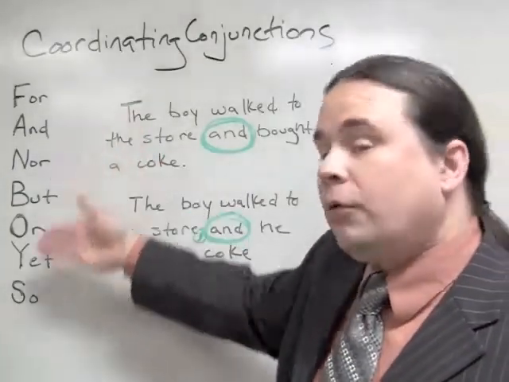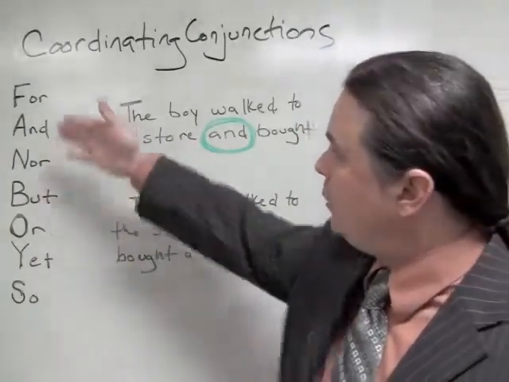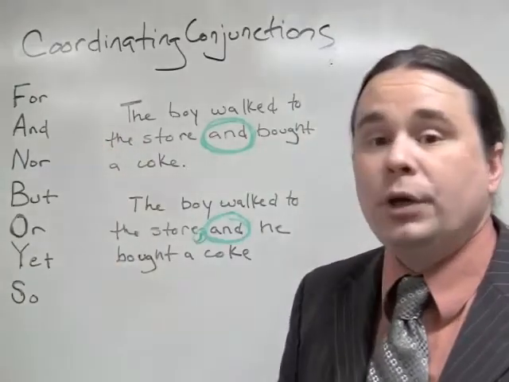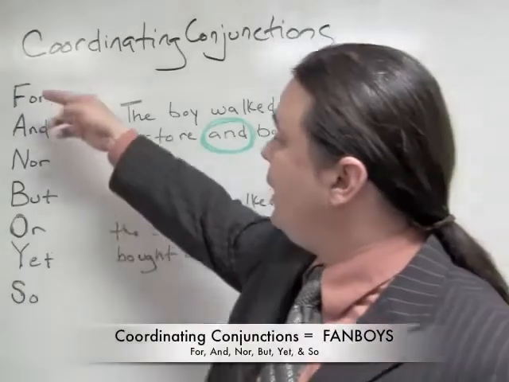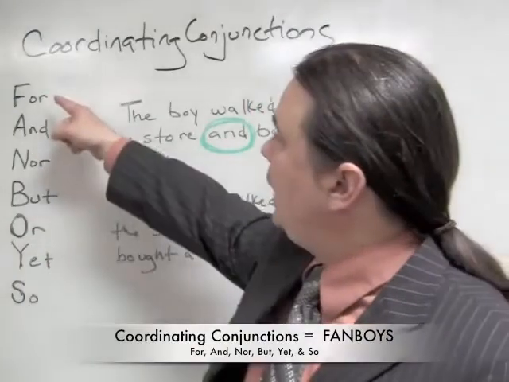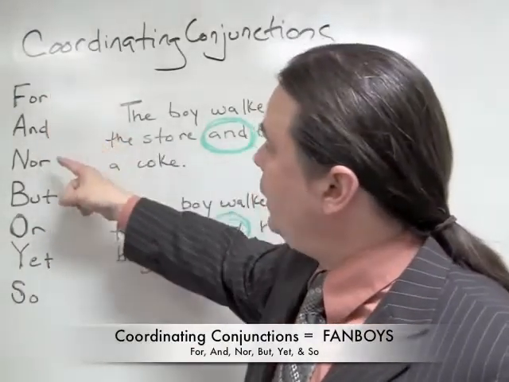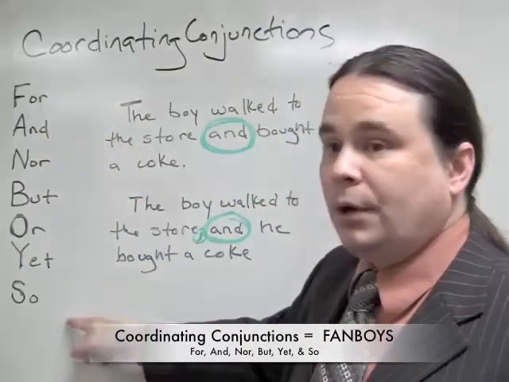Now, those other coordinating conjunctions that we talked about are listed over here. An acronym you can remember, so that you can have all of these in your memory when you're proofreading your paper, is FANBOYS. That's the acronym. And the coordinating conjunctions are for, and, nor, but, or, yet, and so.